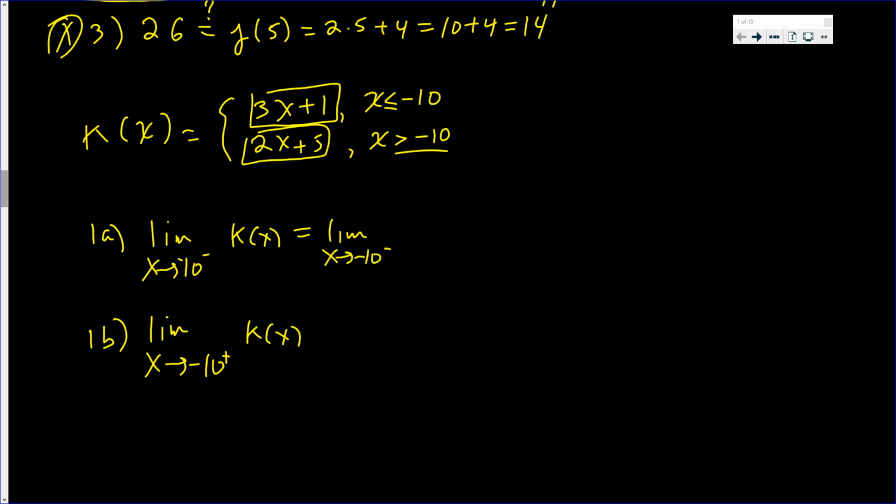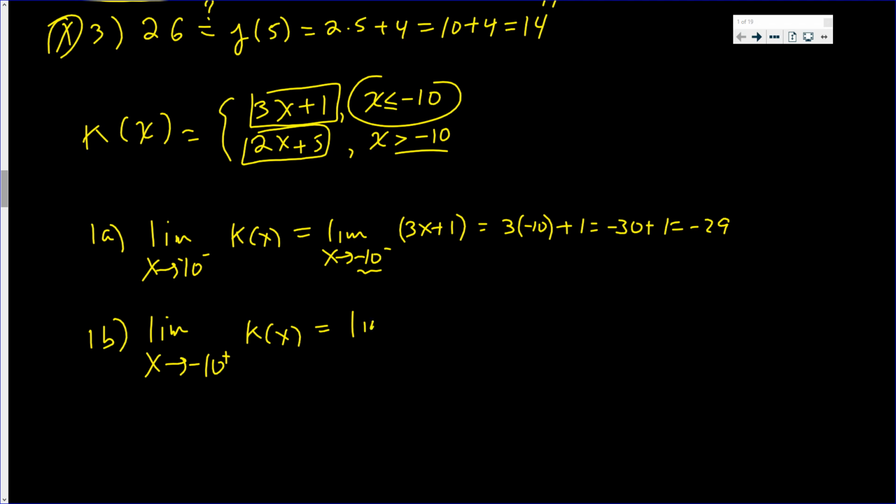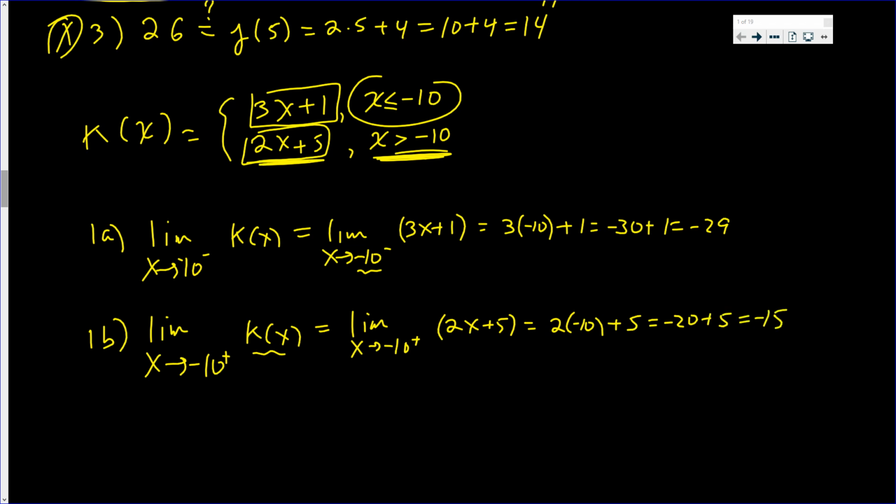If you're a little bit less than negative 10, you use this rule, 3x plus 1. So you get 3 times negative 10 plus 1, negative 30 plus 1, negative 29. And this is the limit as x goes to negative 10 from below of k of x. Well, if you're bigger than negative 10, you use this rule, 2x plus 5. So you get 2 times negative 10, which is negative 20, plus 5. Negative 20 plus 5 is negative 15.